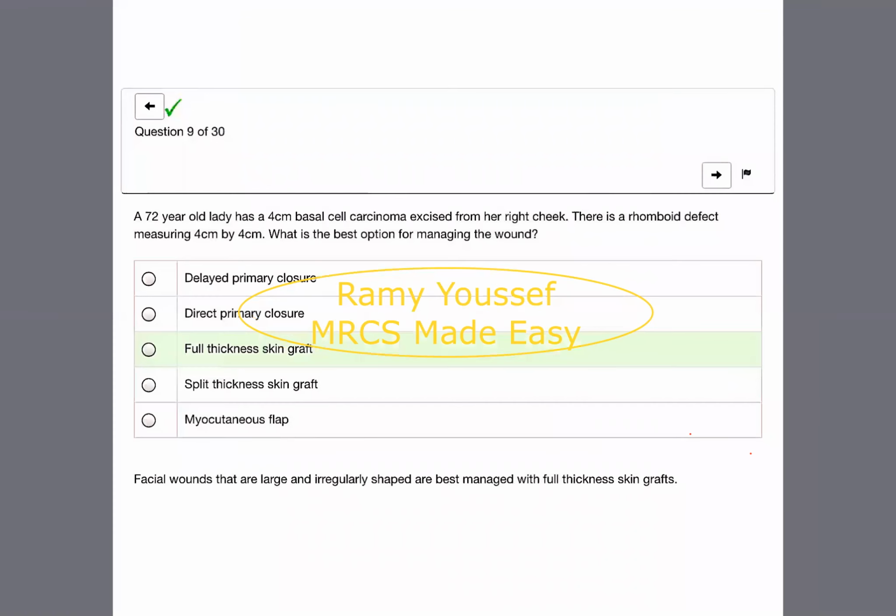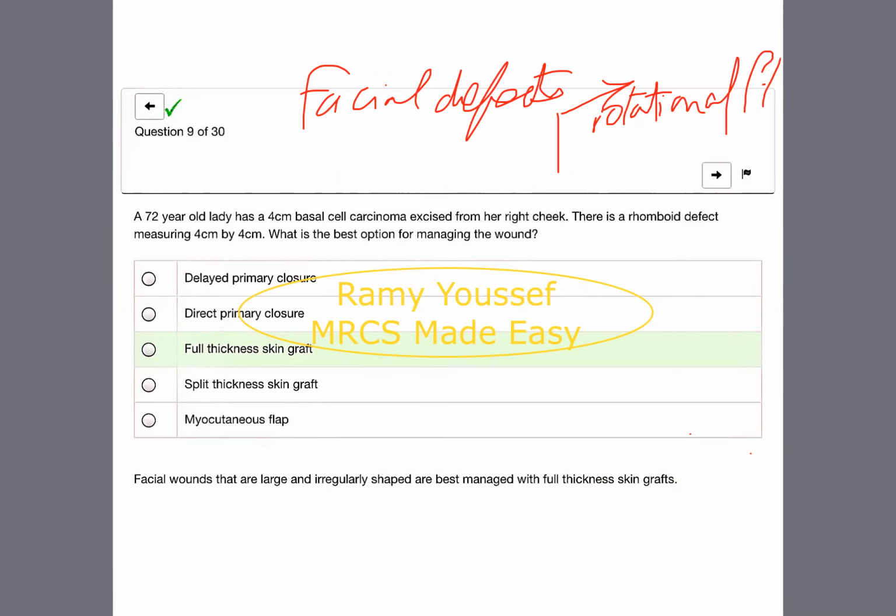Exactly. So we have 2 questions about facial defects. One will be small, and most will be non-malignant, by the way, but it will be small, and you'll use a rotational flap. Rotational flap is sometimes called an extension flap, sometimes a rhomboid flap. We use it as an extension from the nearby skin. We make some undermining of the skin, and we use it.